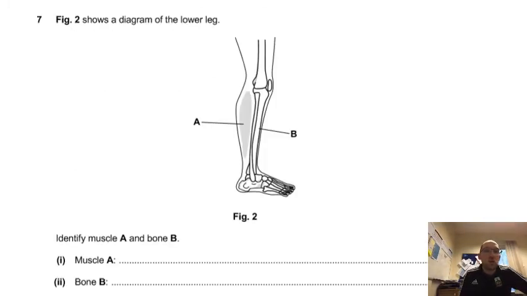Number 7 shows a diagram of the lower leg. Identify muscle A and bone B. So, the examiner report, this question requires the correct names as listed in the specification. The candidate incorrectly named A as the calf and B as the shin. Other common errors included using the term fibia or tibia for the bones, to get the wrong bones. So the correct answers for 7, the muscle is the gastrocnemius and the bone is the tibia.